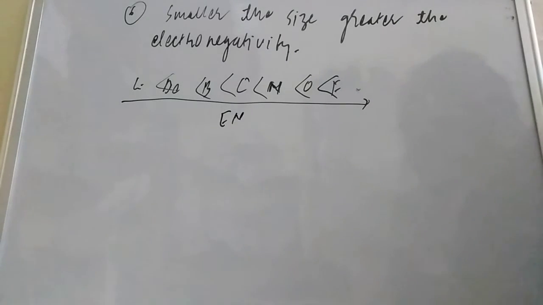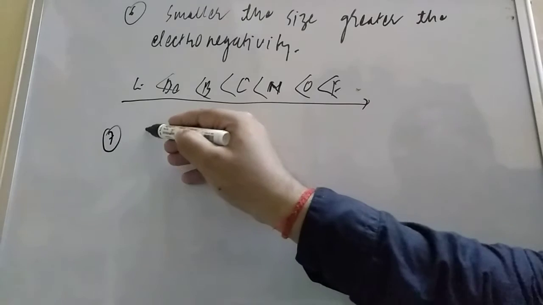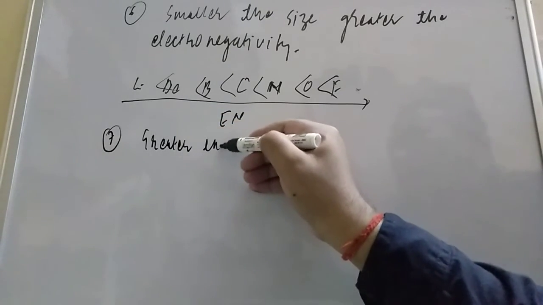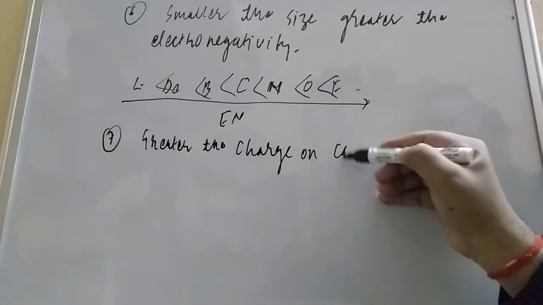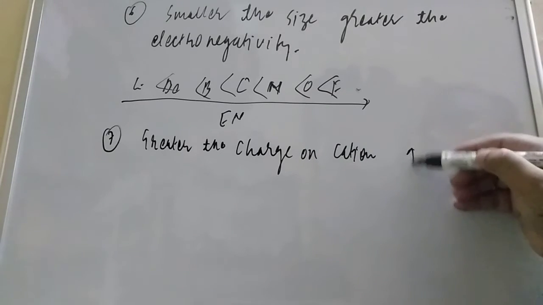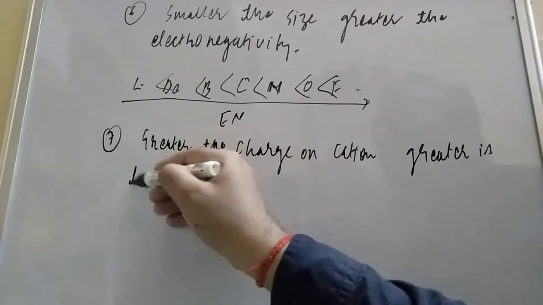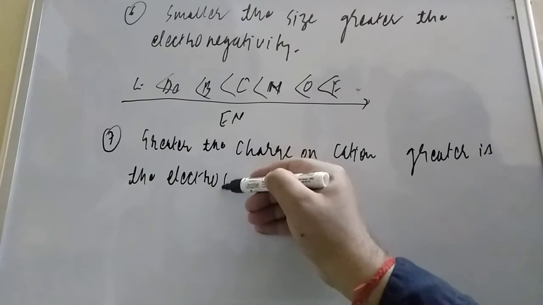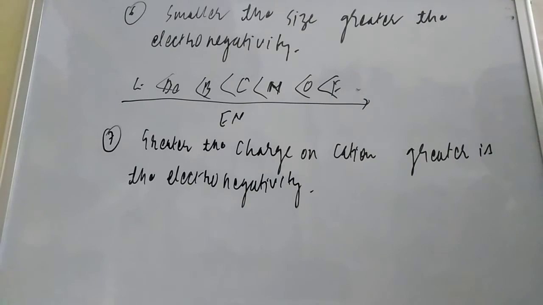When you go to point number 7, that is also an important point that we have to keep in mind. Greater the charge on the cation, greater is the electronegativity. Dear friend, what is the meaning of this? Try to understand.